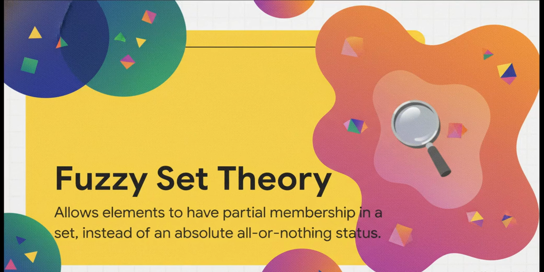The way he did this is with something called fuzzy set theory. In normal math, something is either in a set or it's out. There's no middle ground. But with fuzzy sets, something can have partial membership. It can belong just a little bit or maybe a whole lot. It's just a much more natural way to categorize things in the real world.